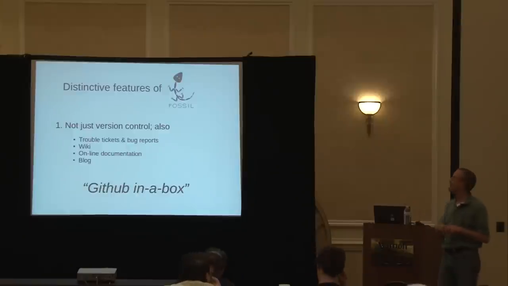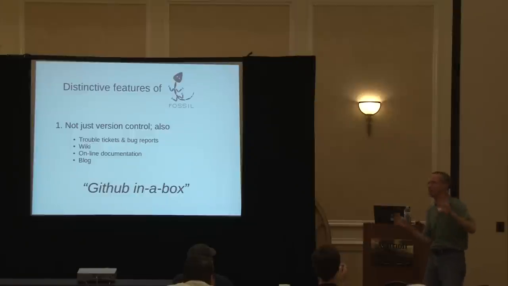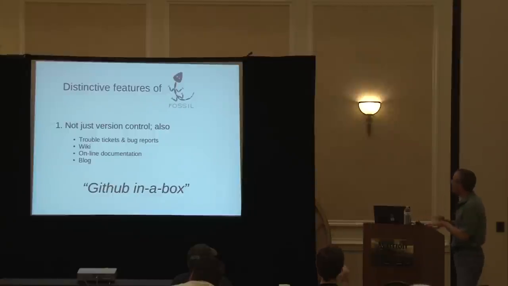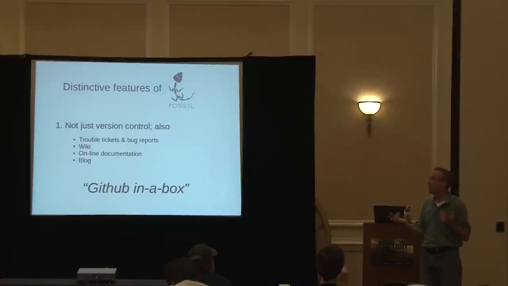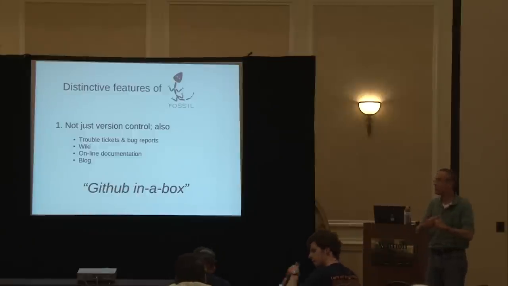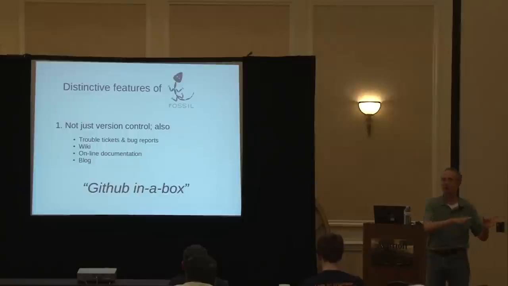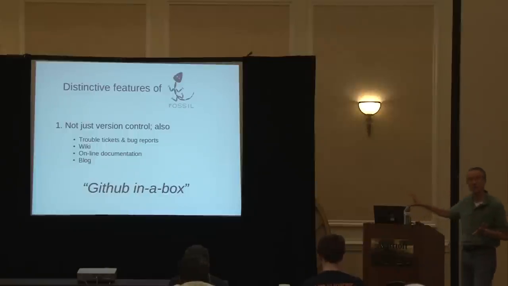Of course, I get a lot of pushback with this claim because people say, well, the thing with GitHub is the social community. Well, yeah, I'm not going to argue with that. But really, Fossil is giving you a lot of the features that GitHub provides, but it's built in, it's integrated, so that you can set up your own private GitHub. Now, of course, you could go to GitHub and pay them $7 a month and get your own private GitHub, hosted on their servers. Or you could set it up yourself by using Fossil.